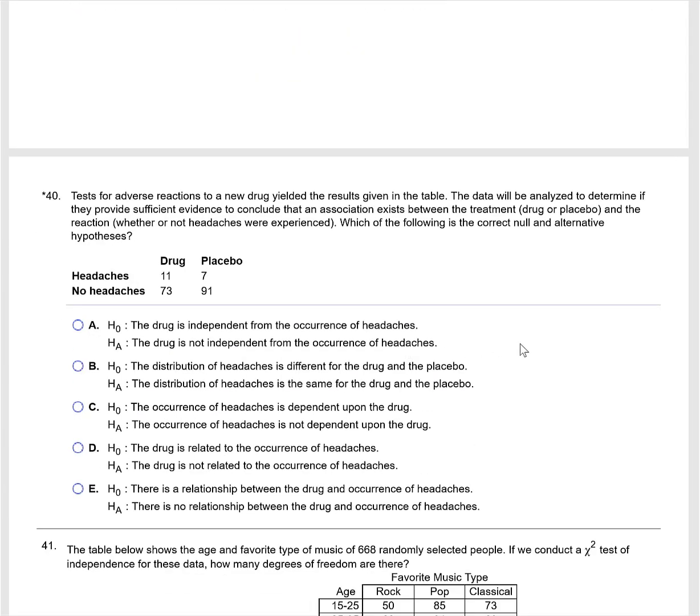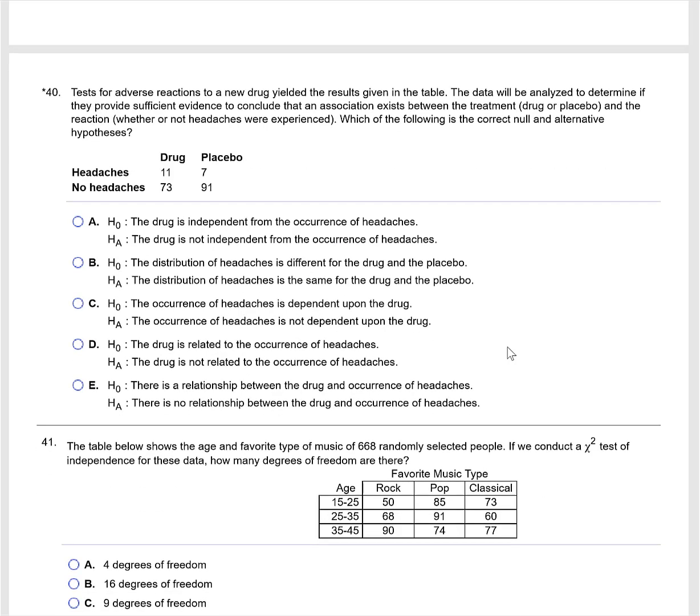Tests for adverse reactions to a new drug yielded the results in the table. The data will be analyzed to determine if they provide sufficient evidence to conclude that an association exists between treatment, drug or placebo, and the reaction, whether or not headaches were experienced. Which of the following is the correct null and alternative? So remember, the null is always going to be that they're independent of one another. So we look down here and we see, or no relationship. Let's see, independent. I see that in A, so my best choice here is going to be A. The alternative is either not independent or dependent, and I see that in choice A.